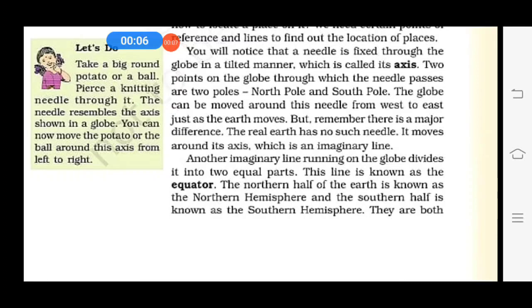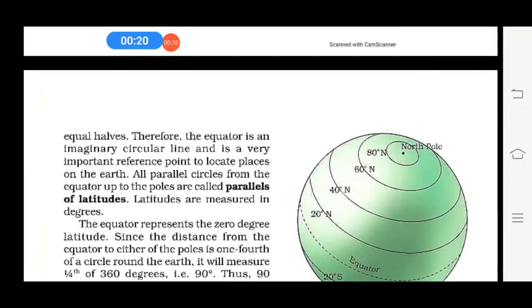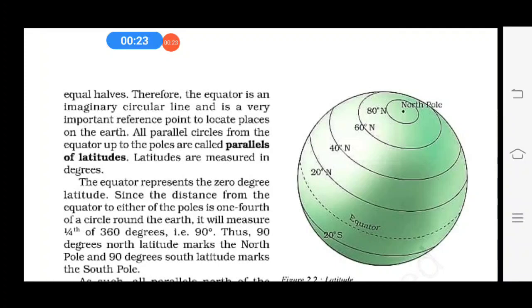The northern half of the earth is known as northern hemisphere and the southern half is known as the southern hemisphere. They are both equal. Now move to parallels of latitudes. All parallel circles from the equator up to the poles, means up to the north pole and south pole, are called parallels of latitudes. These lines are parallels of latitude. This dotted line is equator.